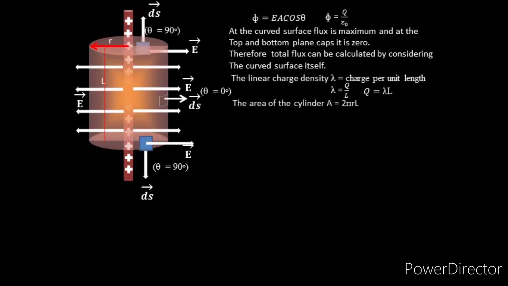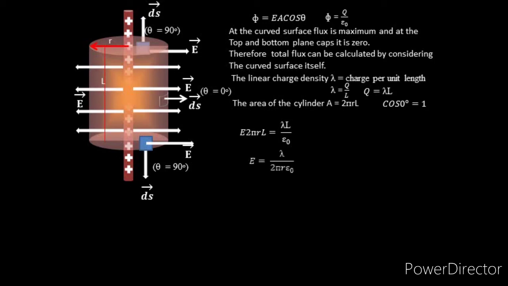The area of the cylinder is known to us, that is the circumference multiplied with the length, 2 pi r into L, and by substituting the value of A, we have E into 2 pi r L, because cos 0 is equal to 1, E into 2 pi r L is equal to lambda L divided by epsilon naught. L can be cancelled on both sides, and therefore E is equal to lambda upon 2 pi r epsilon naught.